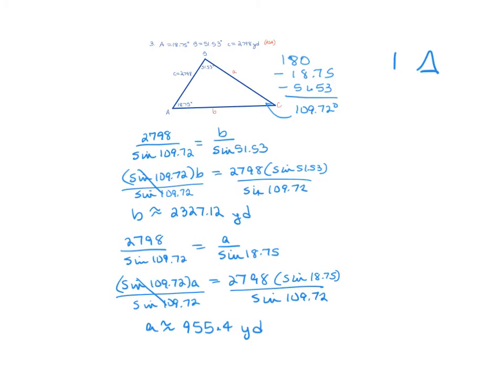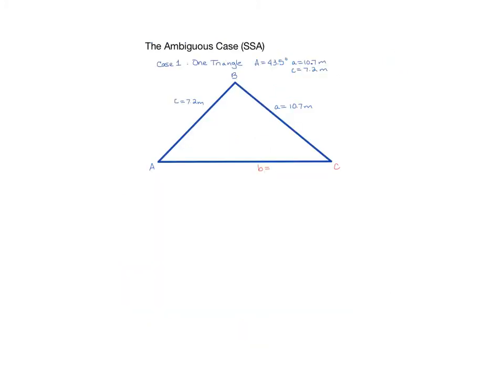When we're dealing with the ambiguous case, we can end up with either one triangle, two triangles, or no triangles. Again, your given information is either going to be side-side-angle, or SSA. So again, this is going to give us 0, 1, or 2 triangles. So let's go ahead and start solving this.